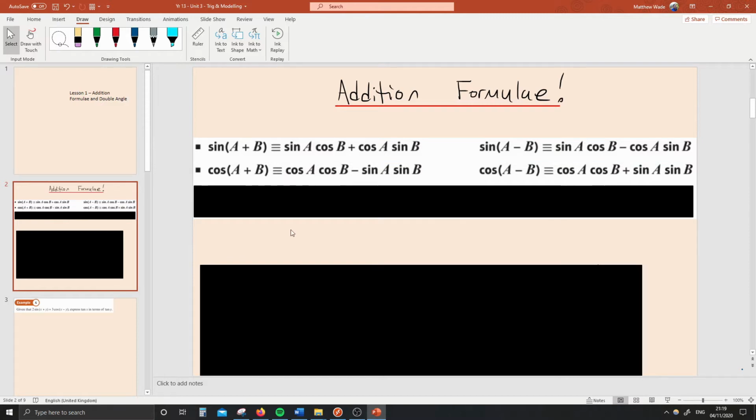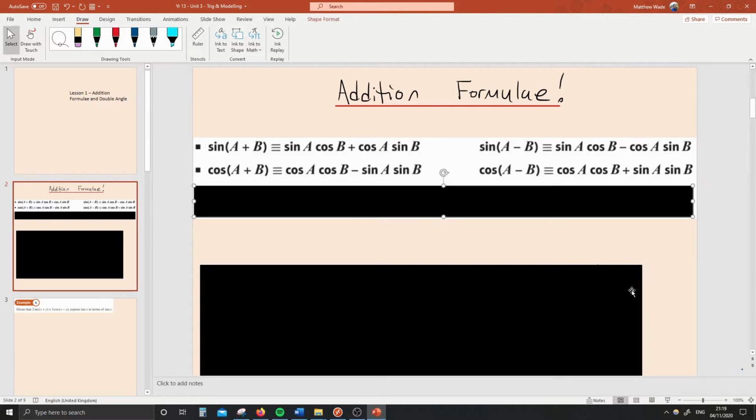Cool. Next one, cos for the addition formulae. Here's what you've got. Cos of A plus B is this, so it goes cos, cos, take sine, sine. The sign in the middle, the plus becomes a minus. Similarly here, if it's cos of A take B, it's cos A, cos B, plus sine A, sine B. So it's cos, cos, sine, sine again, but the minus becomes a plus.